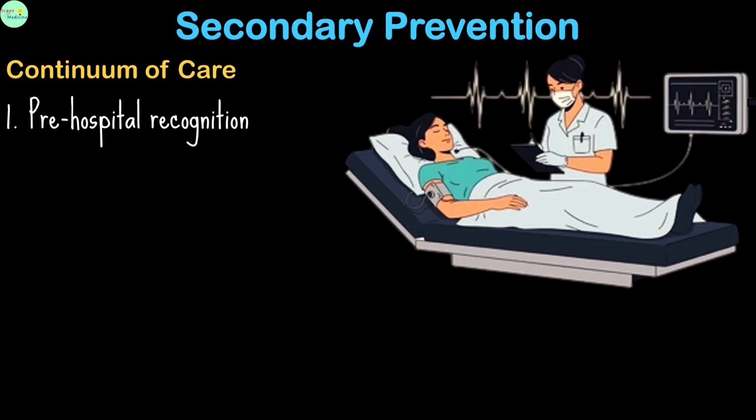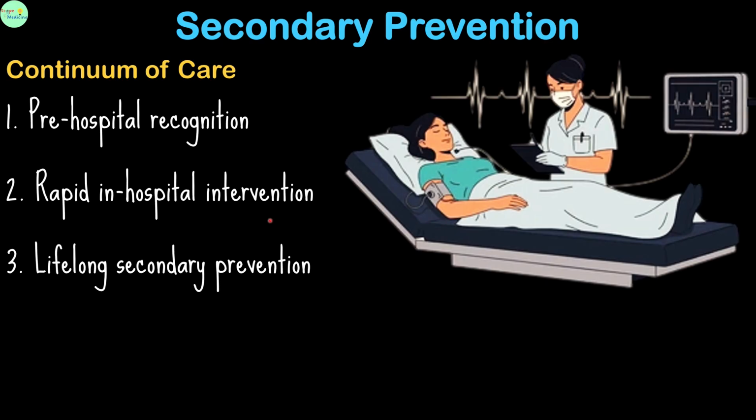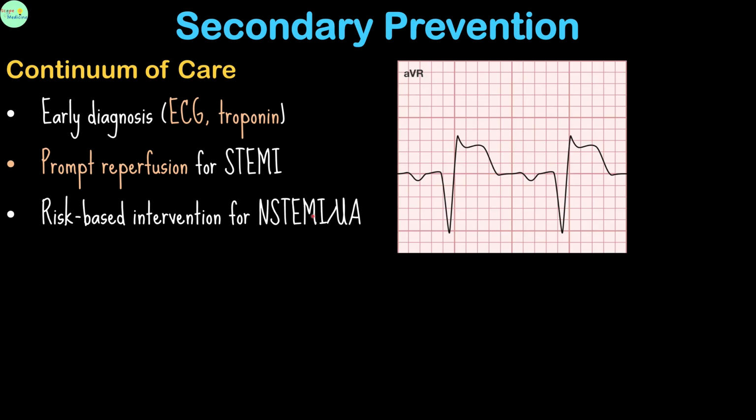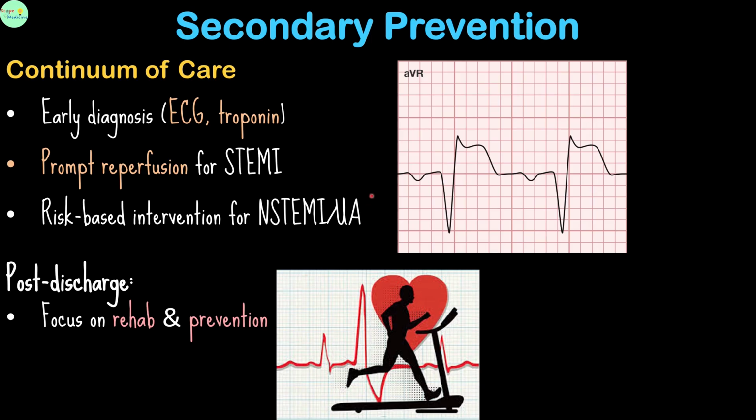In conclusion, managing acute coronary syndromes is a continuum of care. It begins with pre-hospital recognition, moves to rapid in-hospital intervention, and transitions to diligent lifelong secondary prevention. The keys to saving myocardium and lives are early diagnosis, prompt reperfusion for ST elevation myocardial infarction, and appropriate risk-based intervention for non-ST elevation myocardial infarction and unstable angina. Post-discharge, the focus shifts to rehabilitation, medication adherence, and comprehensive risk factor control to prevent recurrent cardiovascular events.